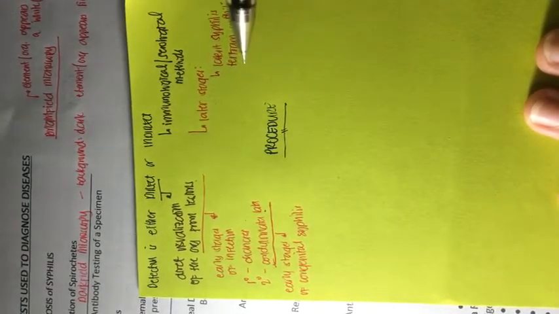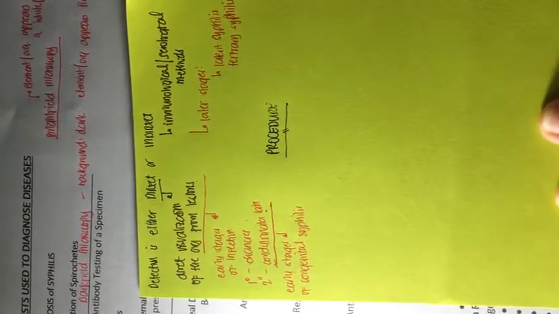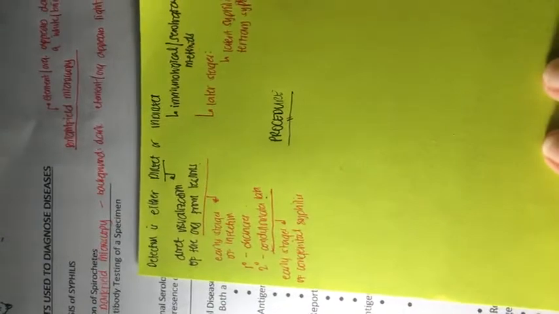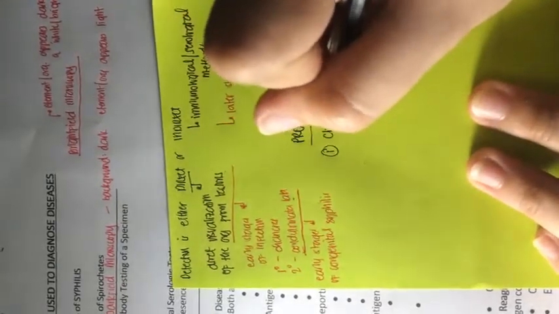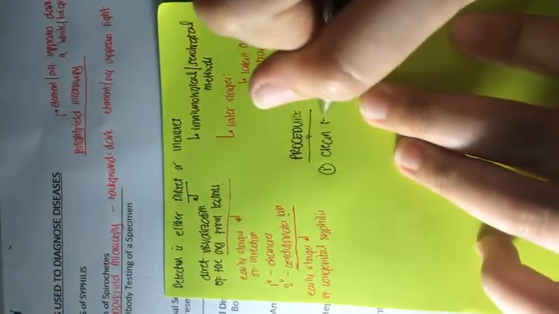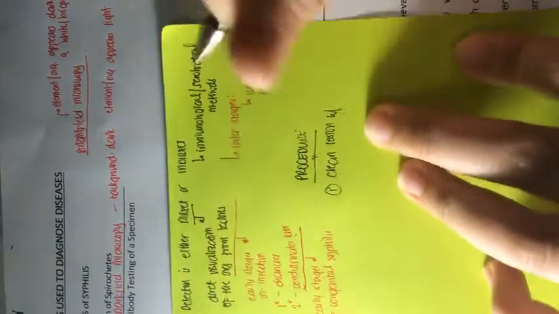So please take note that even though there are lesions in tertiary syphilis, such as gummas, we do not use the lesion because it already contains dead organisms, so it is not to be used for direct microscopy or indirect microscopy. So for the procedure, first, we need to clean the lesion with clean water.